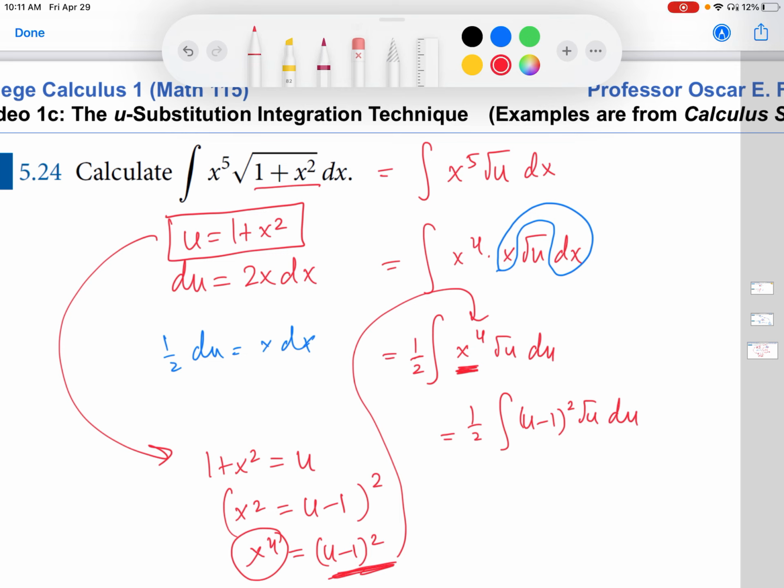The next step is to see if the integral you obtain is actually one you can do, right? That's the whole point of the technique, to take an integral you didn't know how to do and convert it to one that you do. So, in this form, it's not quite clear that we know how to do that. So the first thing I'm going to do is simplify the integrand. I'm going to square this out. So this is u squared minus 2u plus 1 times square root of u du.